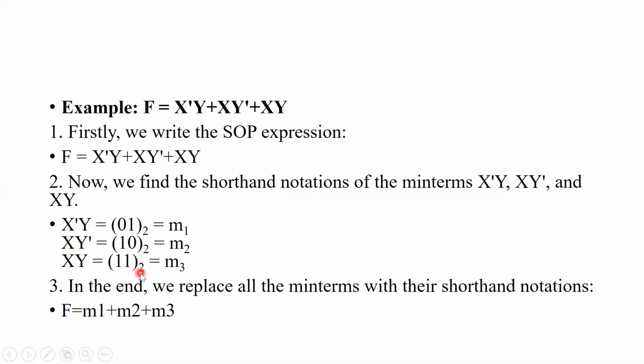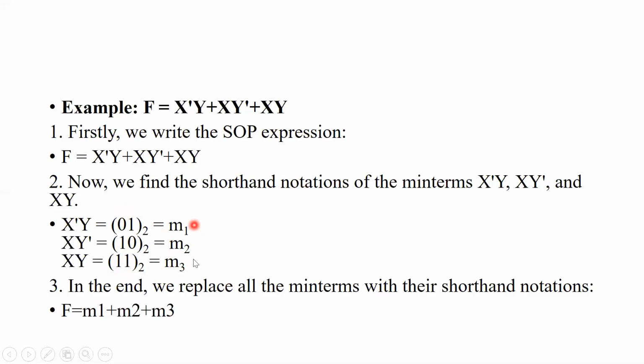Now what we do is convert binary to decimal and write it as a subscript. So 0, 1 in decimal is 1, so we write m subscript 1. 1, 0 is decimal 2, since 2 raised to 0 and 2 raised to 1, so I write m2. 1, 1 is 2 raised to 0, that is 1, plus 2 raised to 1, which is 2, so 1 plus 2 is 3. So 1, 1 in decimal is m3.